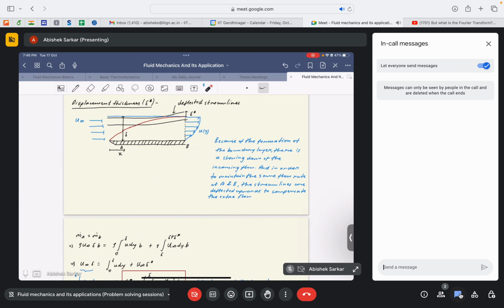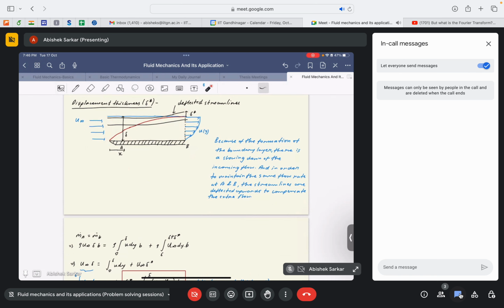So we consider a control volume of this form, where the upper edge is actually a streamline of the flow.